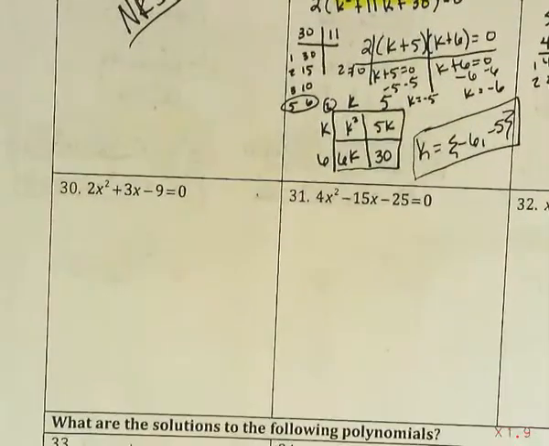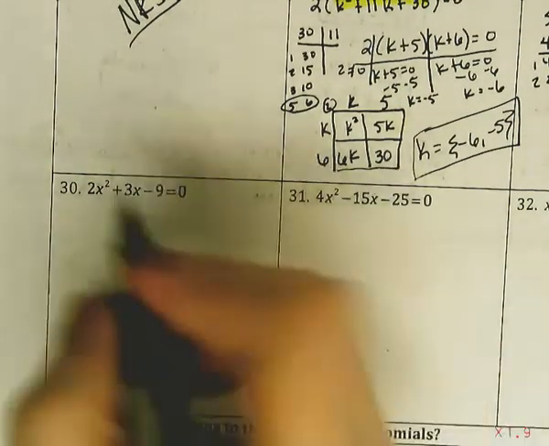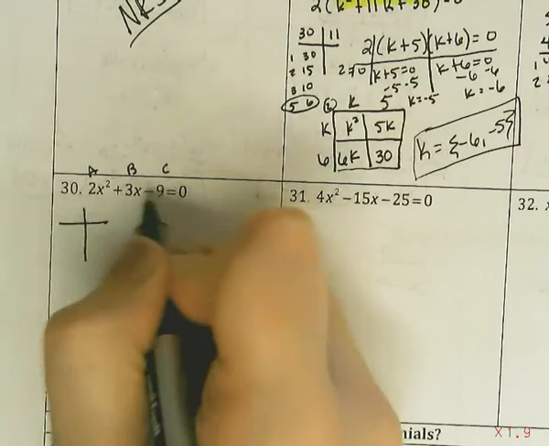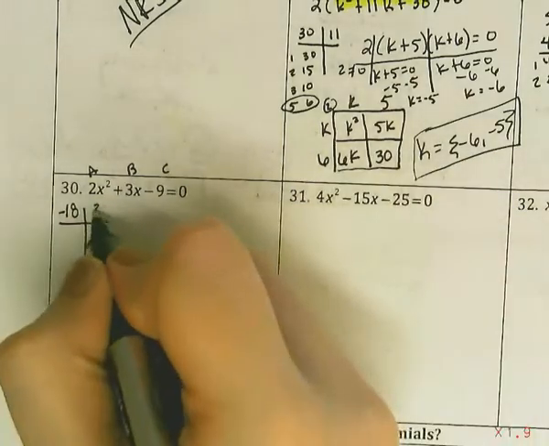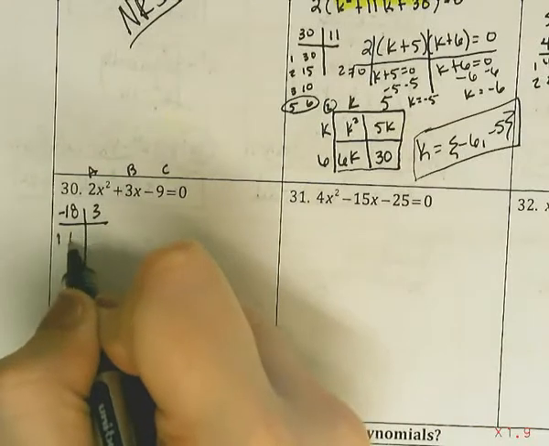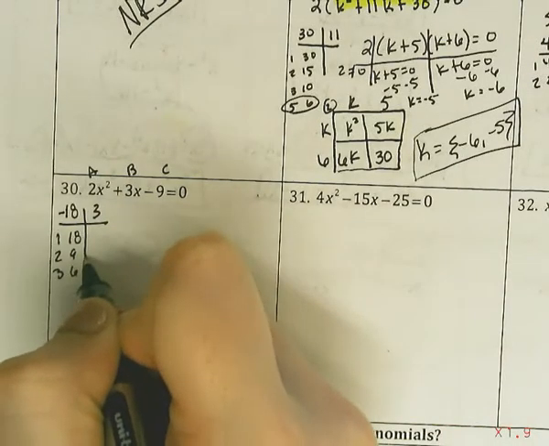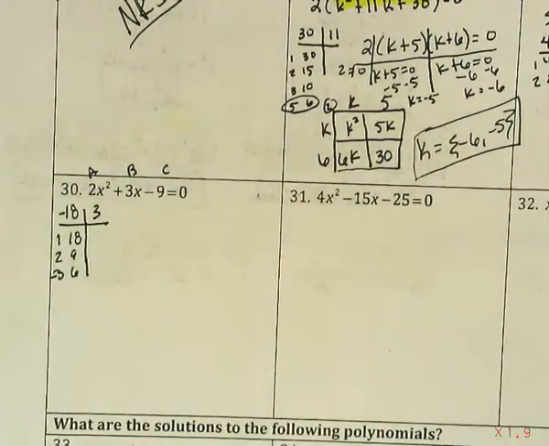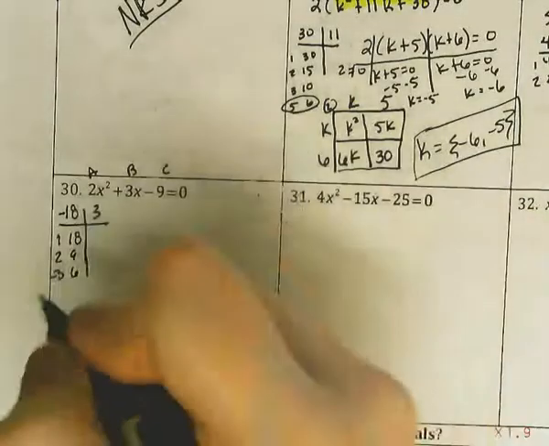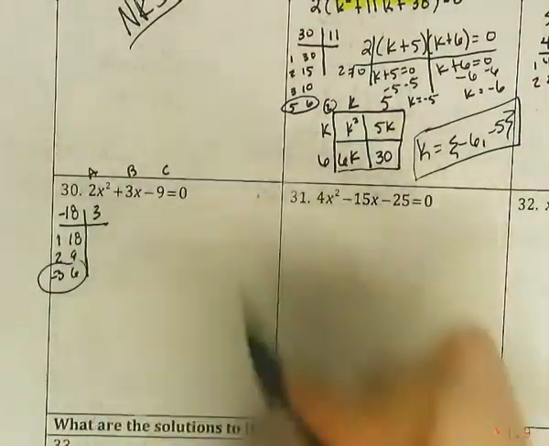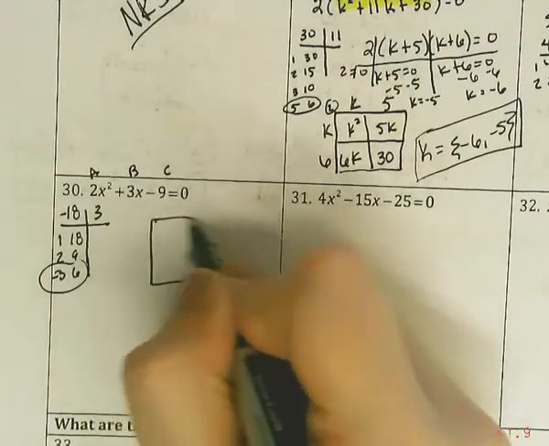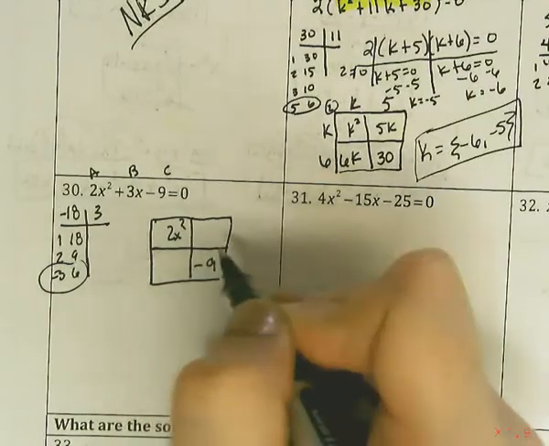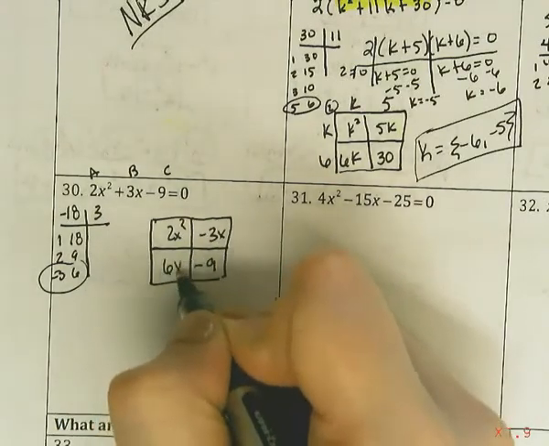Okay, number 30. Okay, we're still doing A, B, C, our ACB chart. A times C is -18. We get 3. So we want 1 and 18, 2 and 9, 3 and 6. We want to multiply 2 numbers to get -18 and add together to get 3. -3 and 6. -3 times 6 is -18. Okay, let's make our box. I'm going to make it over here, out of the way a little bit. Okay, so 2x squared, -9, -3x, and 6x.